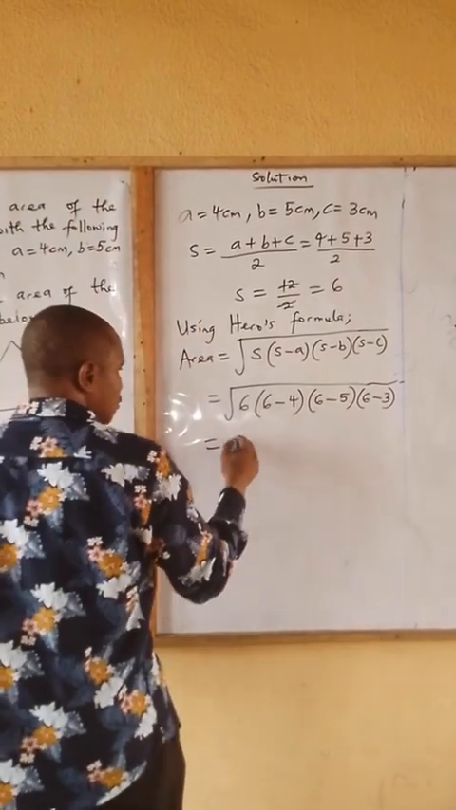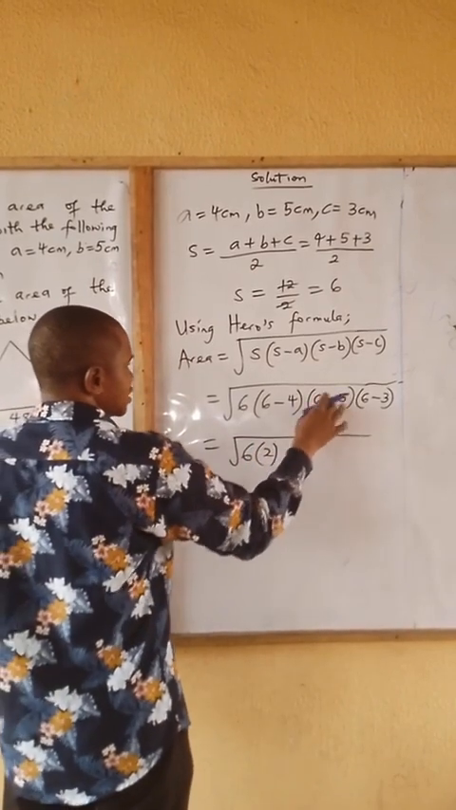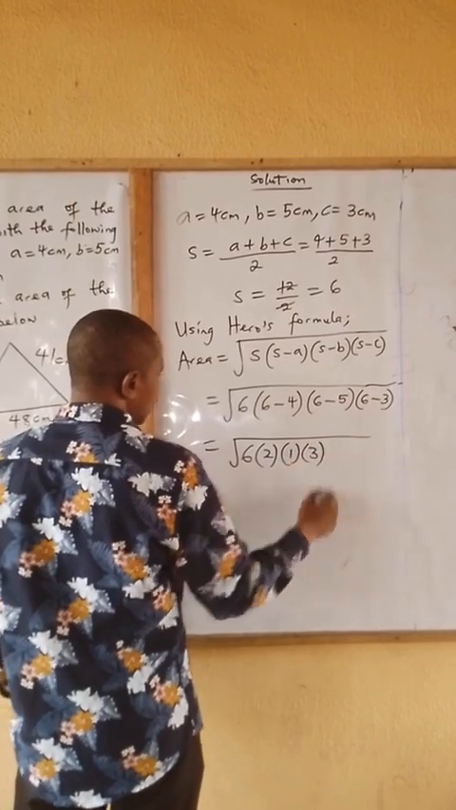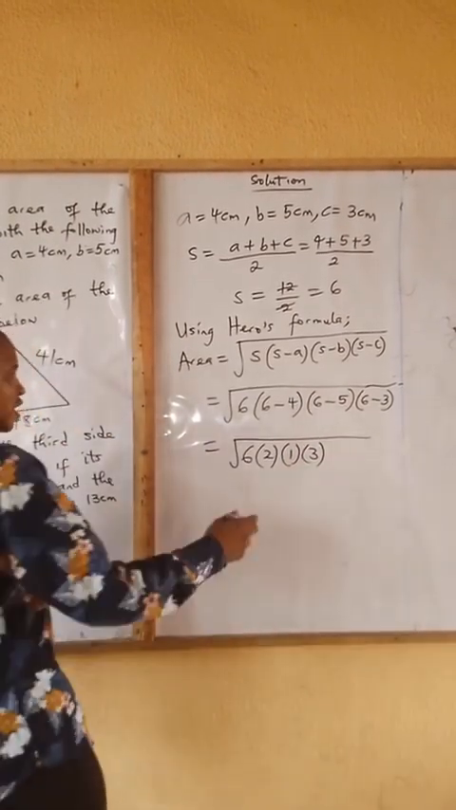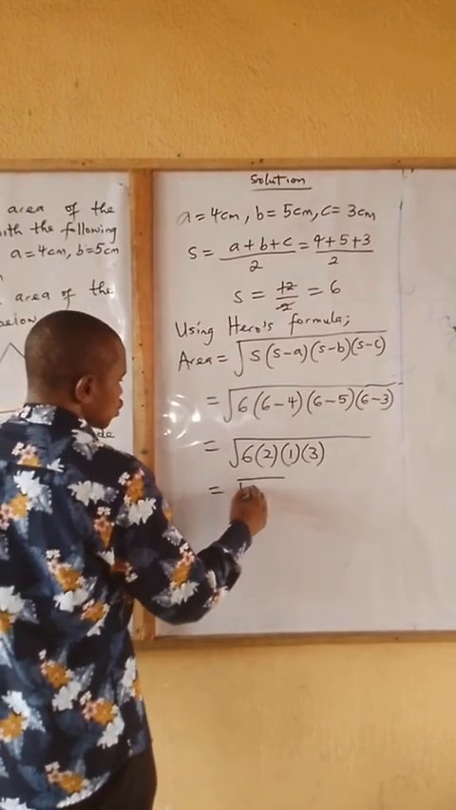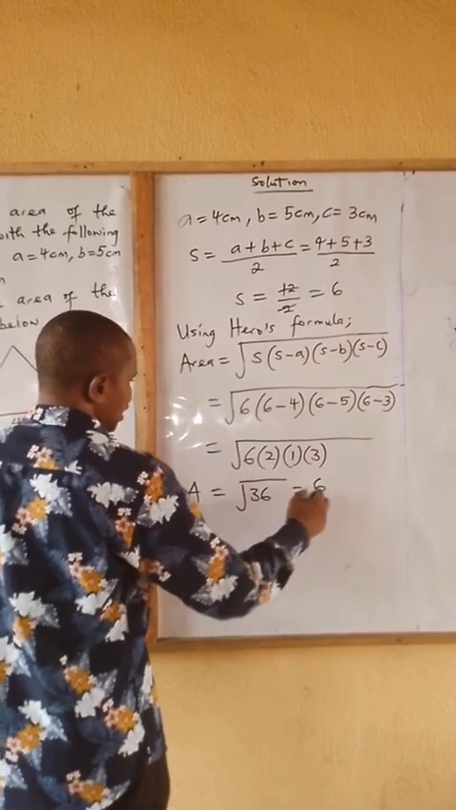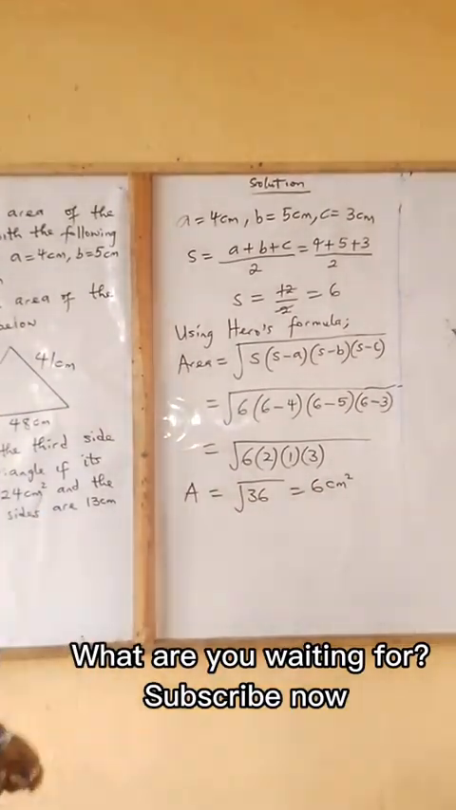So we are going to have square root of 6. 6 minus 4, that's 2. 6 minus 5, that's 1. And 6 minus 3, that will give us 3. 6 times 2, that's 12. 12 times 1 is 12. 12 times 3 will give us 36. So the square root of 36, that will be 6 centimeter. And don't forget that the SI unit of area is centimeter squared.